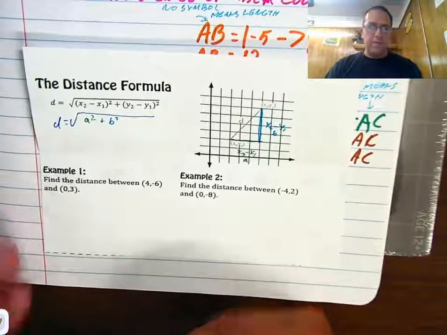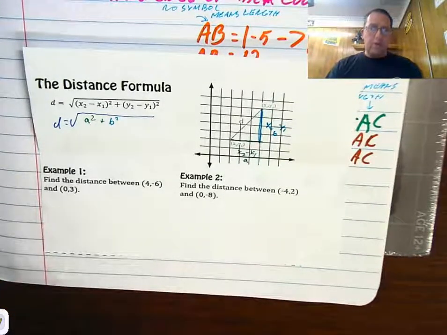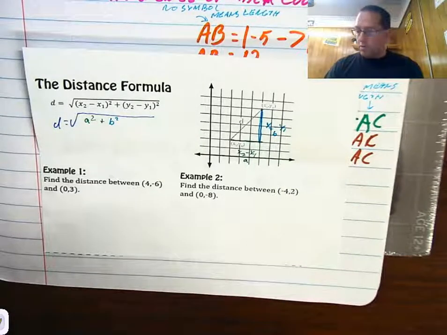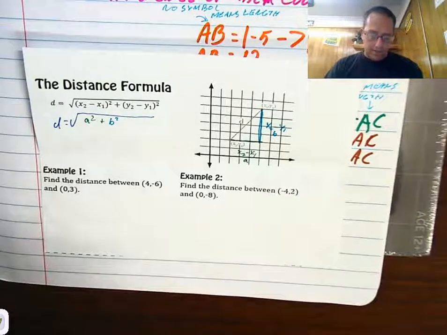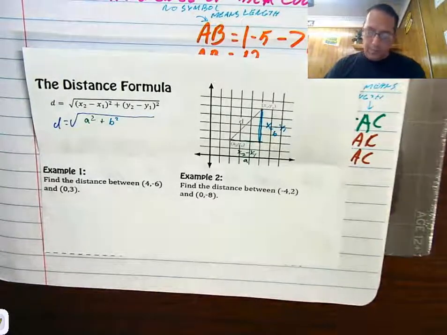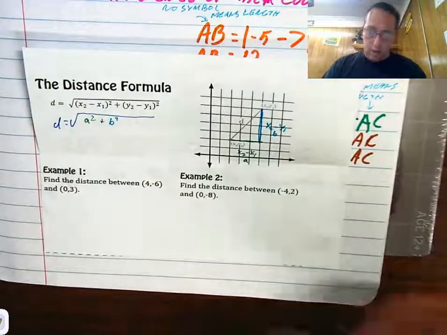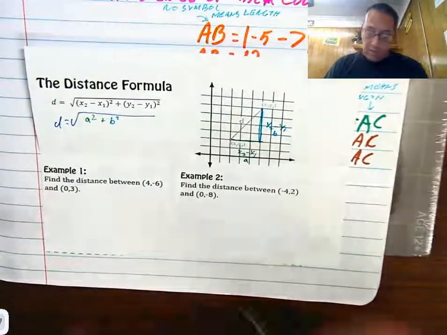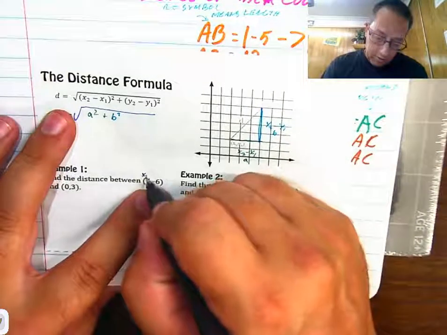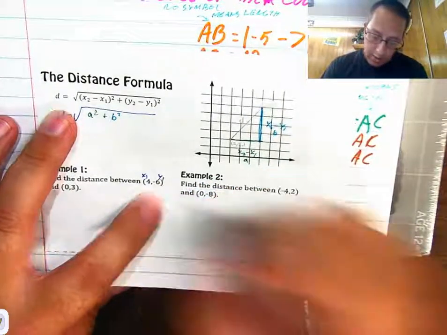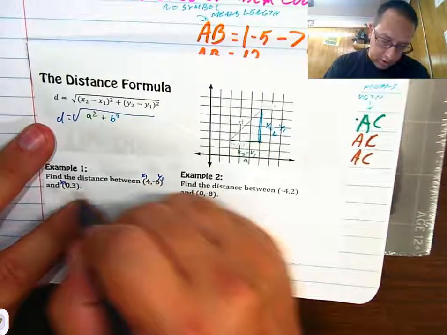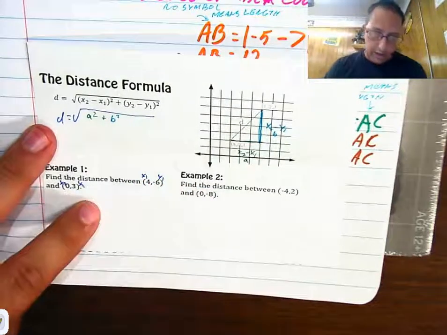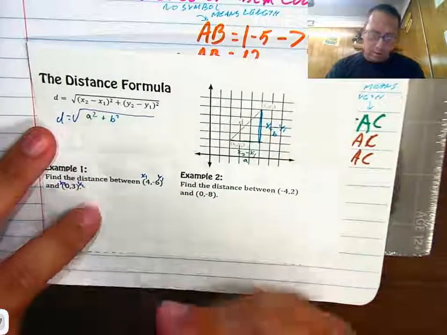Example 1, we want to find the distance from the point (4, -6) to the point (0, 3). All right. So I've got 2 points. I'm going to label my x1 and x2 and y1 and y2 and all that. So this is my first point because it's listed first. It doesn't really matter. So I'm going to call this x1, and this would be y1. So this is x2, and this would be y2. And I'm just going to plug them into the formula.